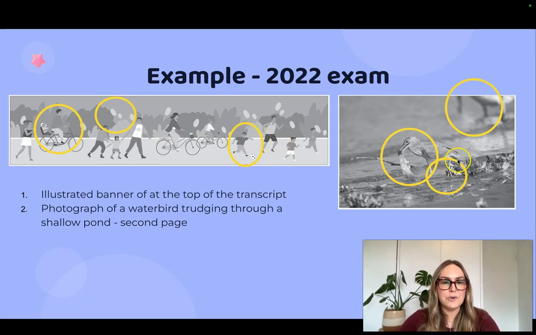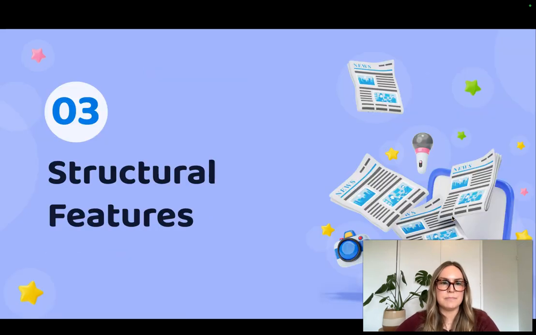Similarly, we then have a photo of a water bird trudging through a very shallow pond. This was on the second page. We have them picking up rubbish here. We have a bird clearly in focus. They are trudging through a very, very shallow pond here. So again, just a couple of features to look at.